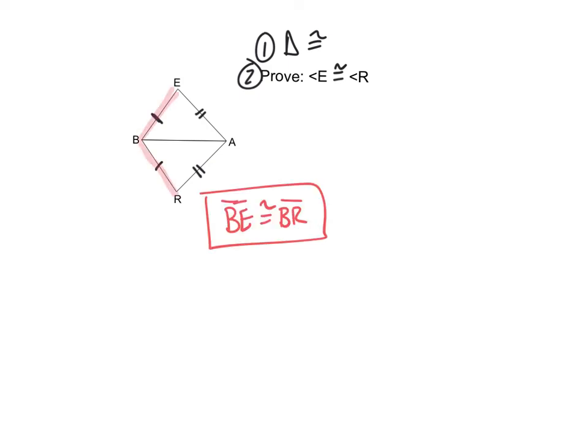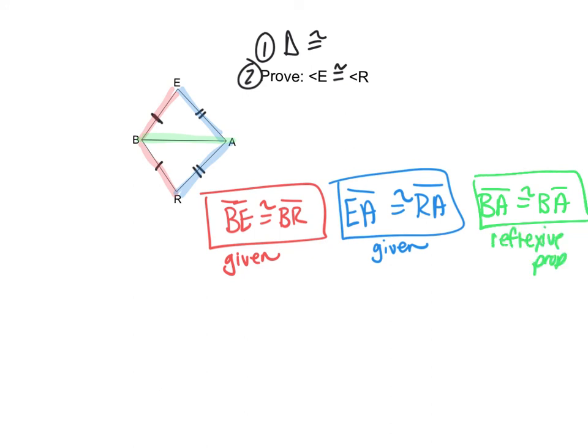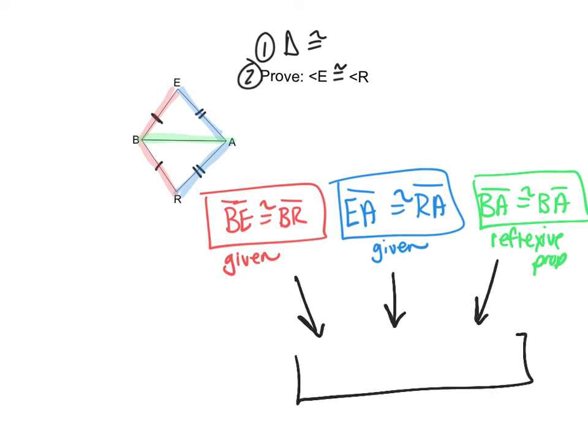I'm going to start with my first pair of sides here. BE is congruent to BR, and that information is given. It is marked in the diagram. Then I'm going to look at the second pair of sides. EA is congruent to RA. Again, that is given. That is marked in the diagram. And then I see this shared side here, which leads me to say that BA is congruent to itself, and that would be the reflexive property. Again, when you think about that reflexive property, you can think about looking in the mirror. You're the same as yourself, so it's a reflection. But these three pieces of information allow me to say that the triangles are congruent.